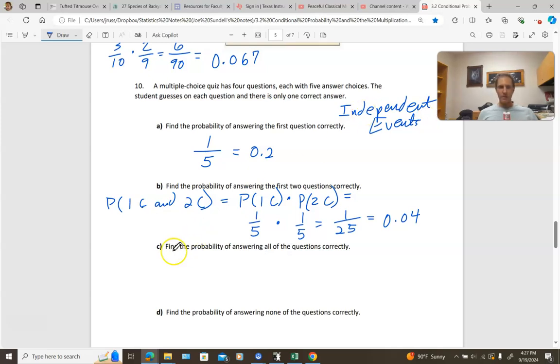All right, what about part C? Find the probability of answering all the questions correctly. Okay, well, this is going to be the probability of answering the first one times the probability of answering the second one correctly times the probability of answering the third one correctly, etc. Well, because these are all independent events, it's just going to be the probability of answering each one correctly, which is going to be 1/5 times 1/5 times 1/5 times 1/5 times 1/5. Or in other words, 1/5 to the 5th power, okay?